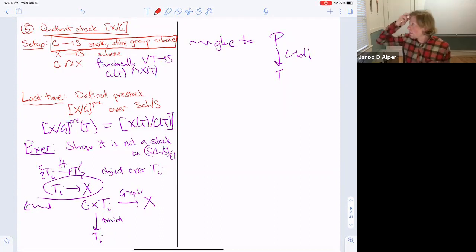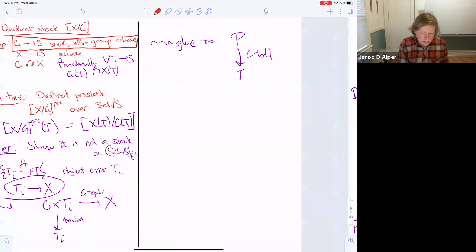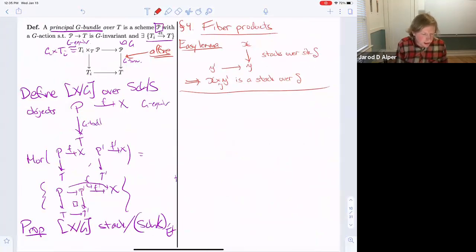Right. Okay. I'm actually going well for time. I have a few other things to say, and then I can wrap up. The first is I wanted to revisit fiber products in the context of stacks, but it's no different than with the case of pre-stacks. Here there's this lemma I'd encourage you to do, which says that if you have stacks over a site S, then the fiber product is also a stack.